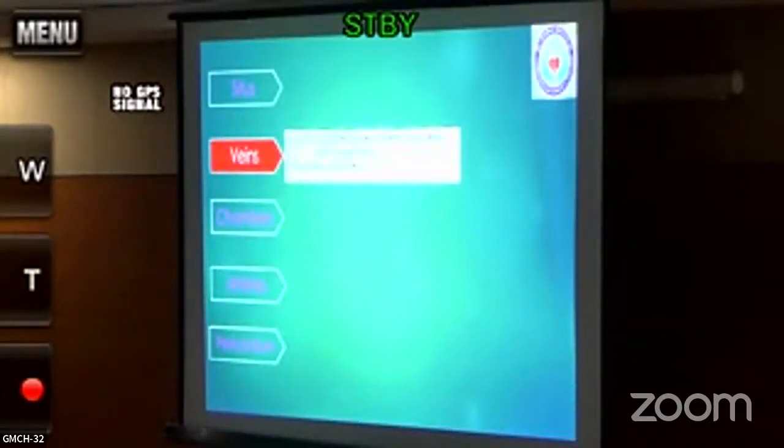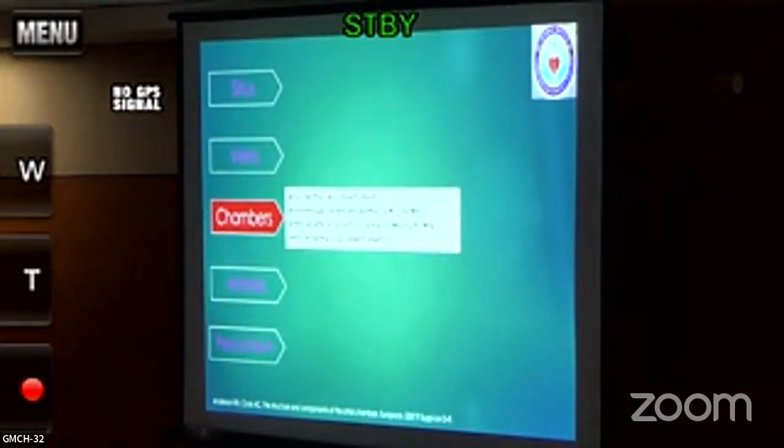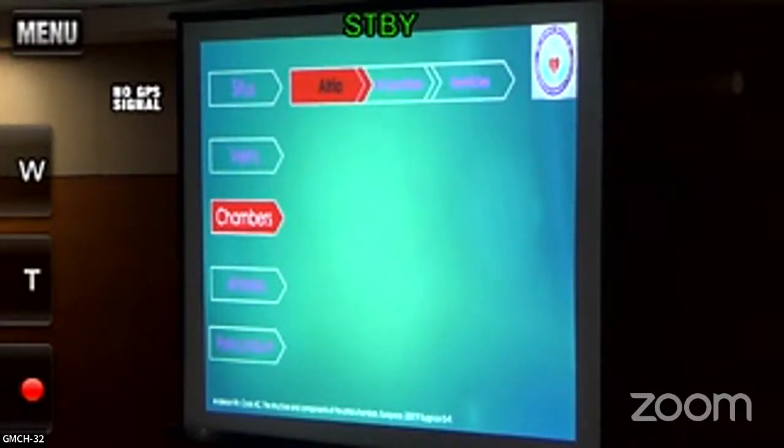So we are done with the pulmonary veins. We move on to the chambers. The first chamber that we're going to try and analyze are the atria.